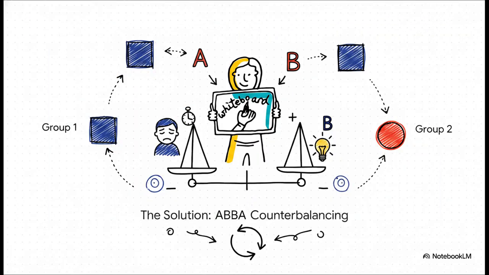To fight off those order effects, we split the group and use what's called A-B counterbalancing. Group 1 does condition A, then B. Group 2 does condition B, then A. It's so elegant because it neatly cancels out the fatigue or practice effects. Everyone still completes all the conditions, but by flipping the order, if Group 1 is getting exhausted during condition B, Group 2 is getting equally exhausted during condition A. Everything perfectly balances out across the whole experiment.